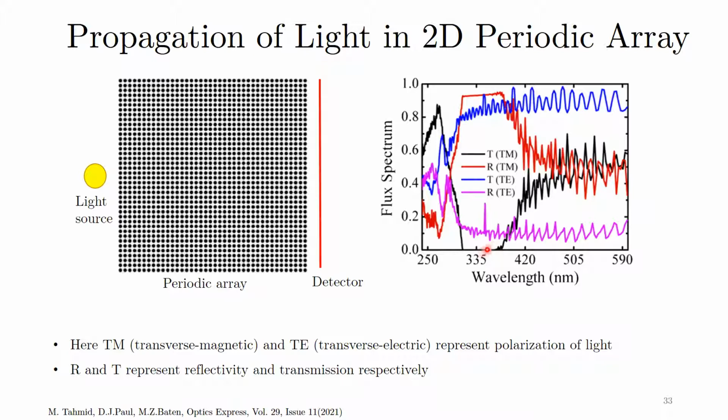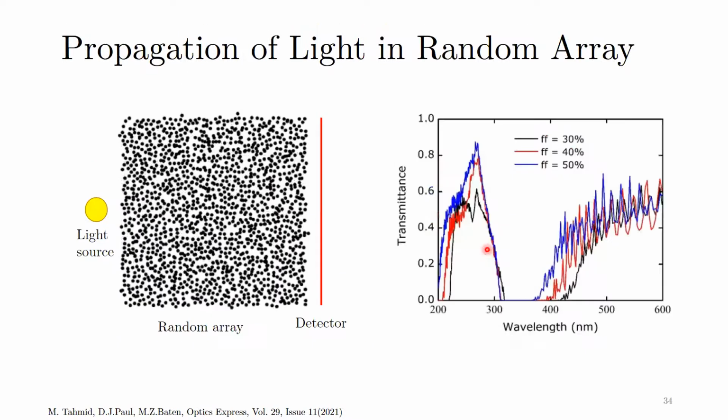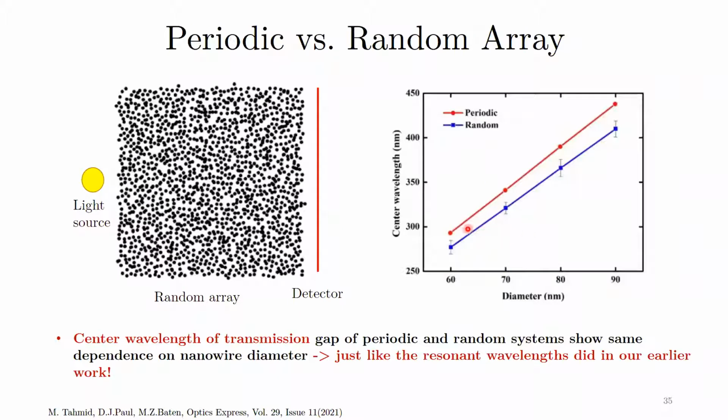So we did this simulation for several diameters, for several fill factors. And when we plotted those results, we see that they show the same kind of behavior. There is an offset, of course, but still the trend is linear. And for the random case, you see there are some error bars, which means that there is a variation because it varies from random array to random array. Whereas for the periodic case, you can always predict exactly what the center wavelength is going to be.